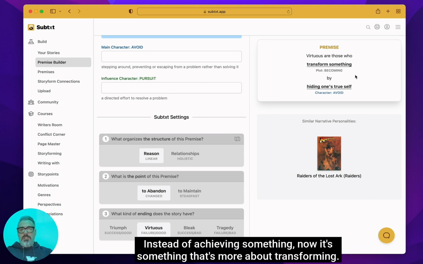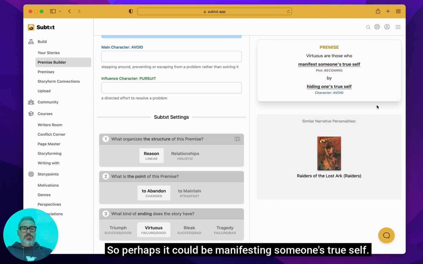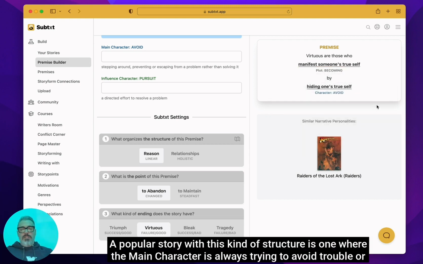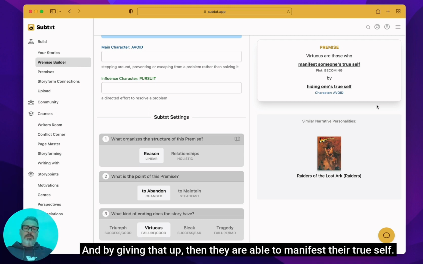Instead of achieving something, now it's something that's more about transforming. So perhaps it could be manifesting someone's true self. A popular story with this kind of structure is one where the main character is always trying to avoid trouble or prevent something. And then they find out at the end that they've just been running away from themselves. And by giving that up, they are able to manifest their true self.